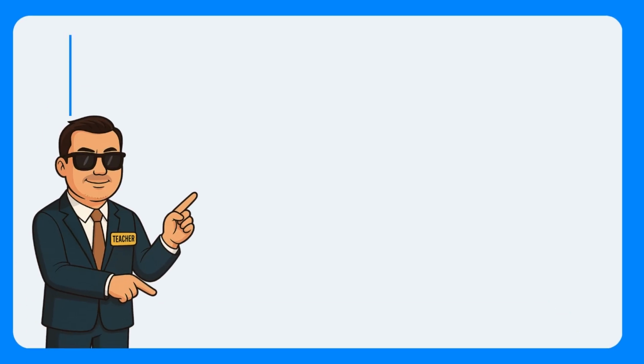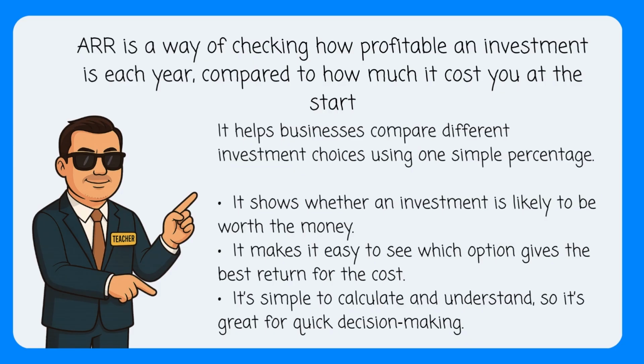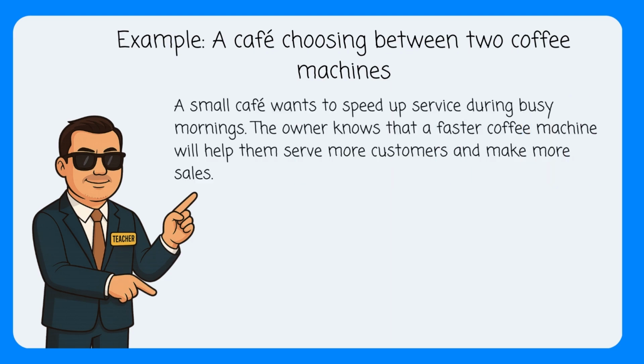Why does this matter? Because businesses are constantly choosing between options, and ARR helps them quickly see which one is more profitable. It's useful because it shows whether an investment is likely to be worth the money. It also makes it easier to see which option gives the best return for the lowest cost. And because it's simple to calculate and understand, it's great for quick decision-making.